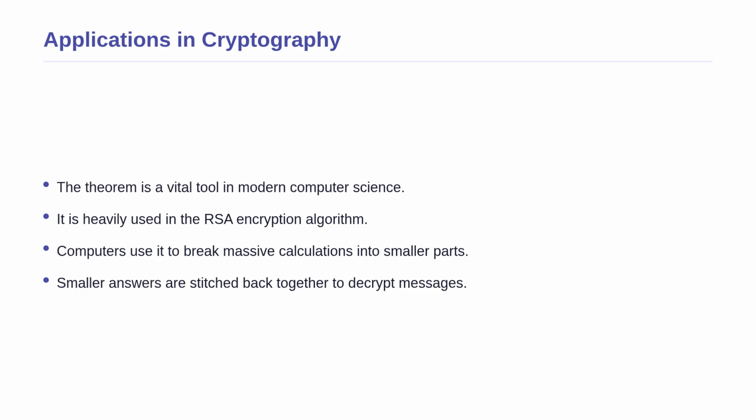internet. When computers decrypt secret messages, they have to perform math on incredibly large numbers, which is very slow. By using this theorem, a computer can break a massive calculation into several smaller, faster calculations using smaller moduli. Once the smaller answers are found, the theorem stitches them back together to reveal the final decrypted message.